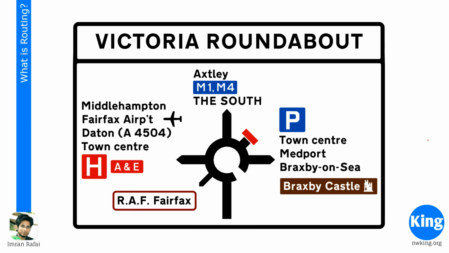So what is routing basically? Let's assume we see such boards throughout our daily life. When we commute, drive through the roads, we have these signs all around, right? So this is when you're approaching a roundabout. It says the first exit takes you to RAF Fairfax. The second exit takes you to the airport. The third exit will continue on M1, M4 south. The fourth exit is blocked. Fifth exit will take you to the town center.